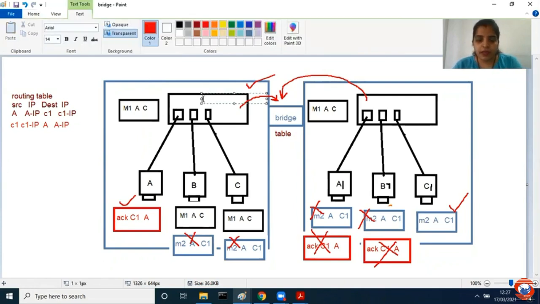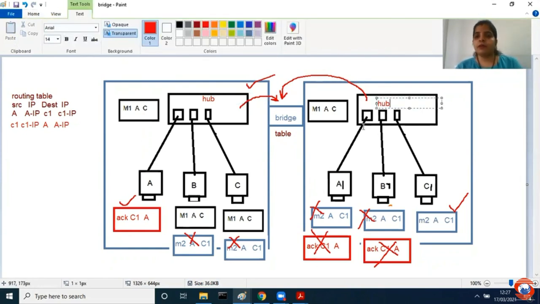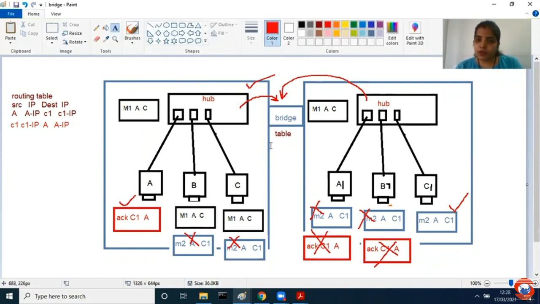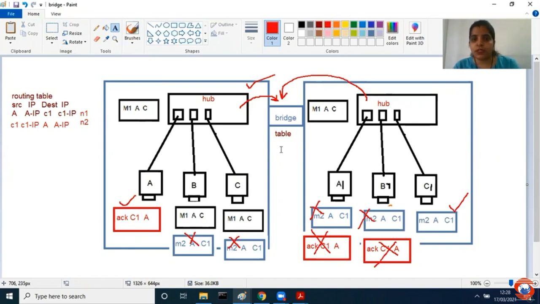This is a hub, and the hub will also have an IP address and a MAC address. That IP address or MAC address will be maintained in this routing table only. So the bridge will maintain, okay, this came from network 1, maybe N1, and this came from network 2, maybe N2. Accordingly, your bridge will transmit the data.